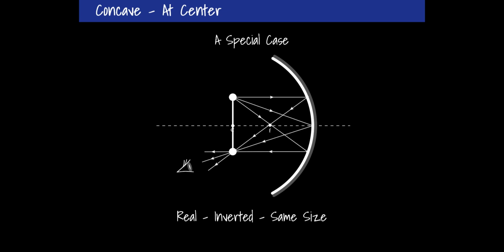When the observer is looking at this image, the light actually comes from the image. This divergent light is coming from the location in space where the object is. This is a real image, and it is inverted, but it is the same size as the object. When the object is far away, the image is very small, but as the object comes closer, the image gets larger and larger and larger until when the object reaches the center of curvature, the image height is inverted, but the same height.